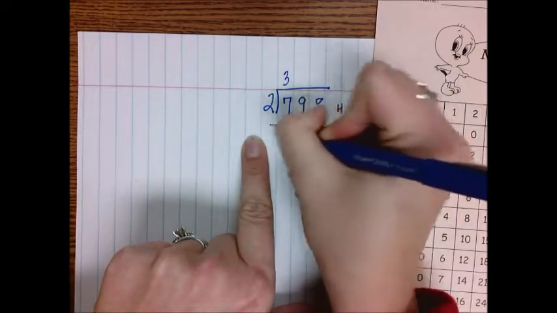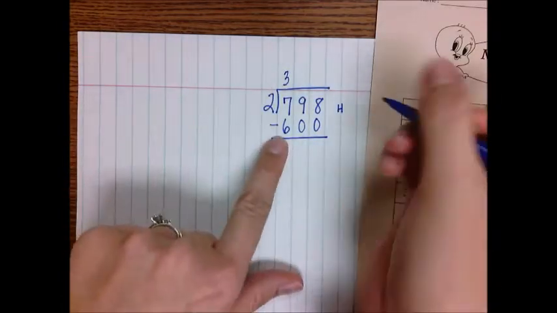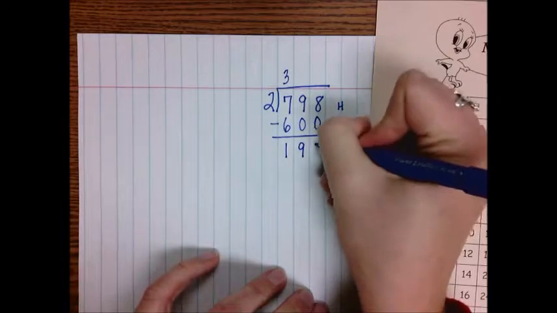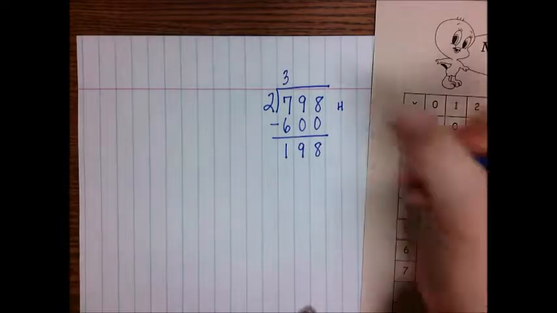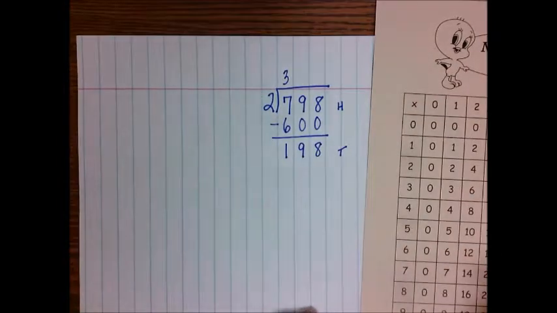We fill in our zeros. 2 times 3 gives us 6. All right, so we just divided the hundreds place. Now we're going to move on to the tens place.